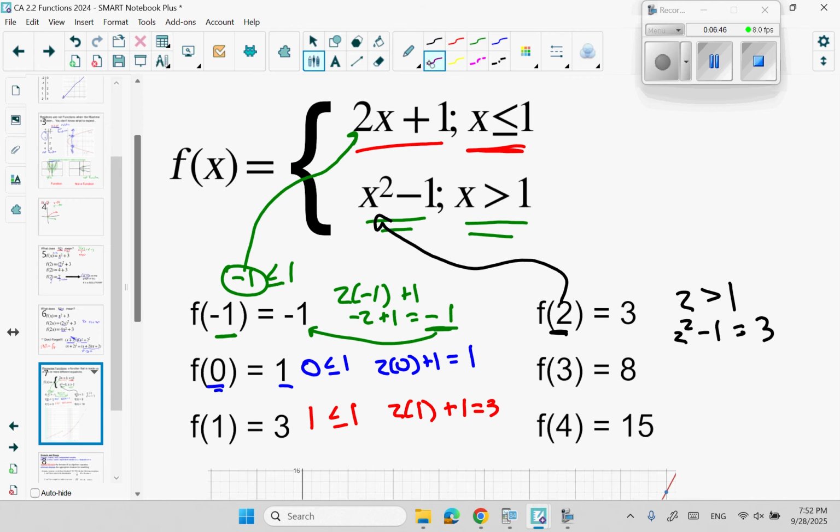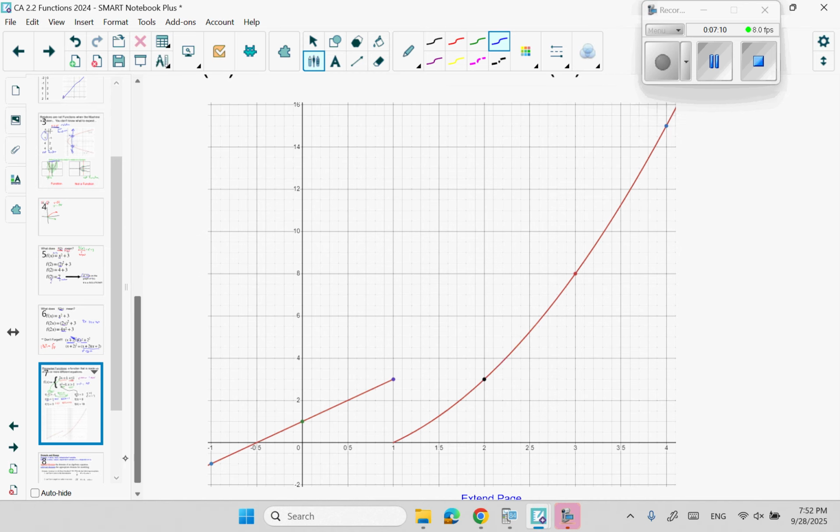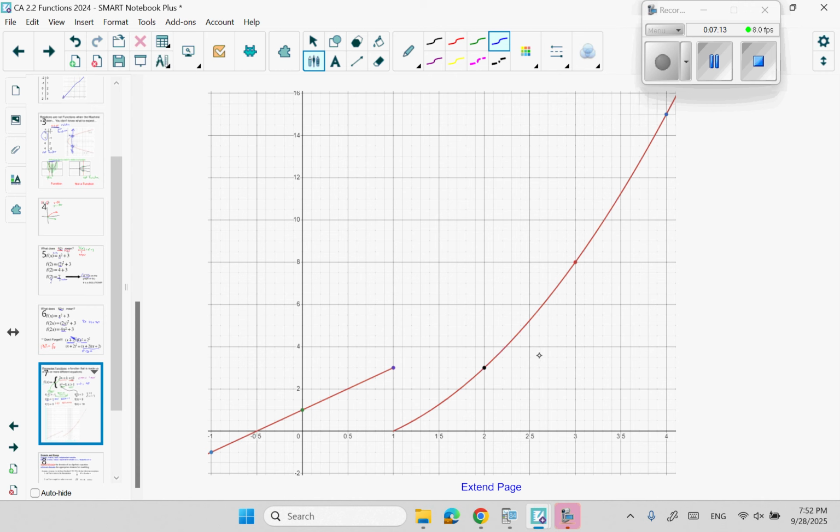So let's take a look at these individual pieces. Here, this first equation in red, if I were to just graph y equals 2x plus 1, that's obviously linear in nature. And if I were to graph y equals x squared minus 1, that is obviously a parabola, and it's going to have a U shape. So let's graph both of those. We kind of get that here. When x is greater than 1, I get this x squared minus 1 parabola right here. Over here, when x is less than or equal to 1, we get that 2x plus 1 linear shape.